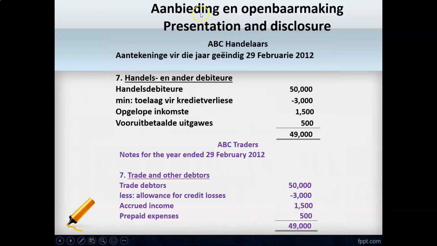And if I go to that note, again, proper heading, ABC Traders here, notes to the financial statements for the year ended 29 February 2012. Note number 7, trade and other debtors. Trade debtors was 50,000. The allowance for credit losses, minus 3,000. And now my other debtors. That is my trade debtors. I could have inserted here another line. I actually like to insert another line here.